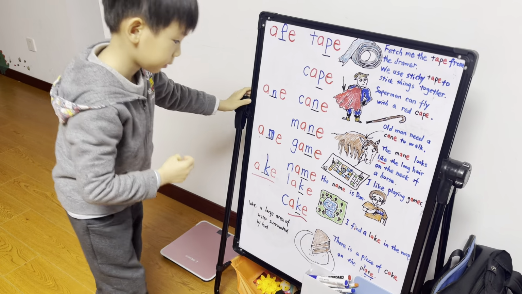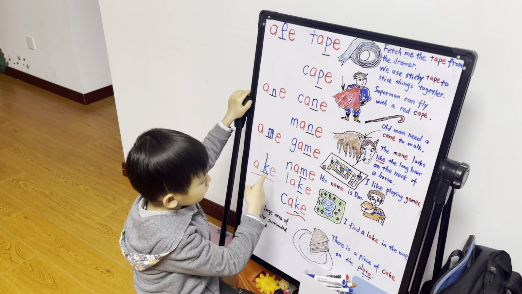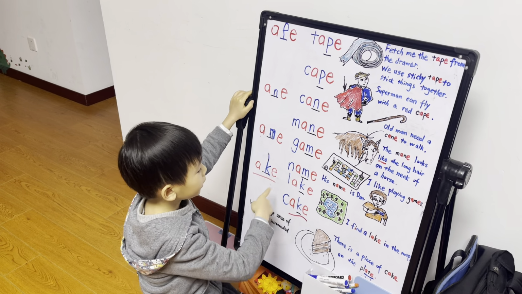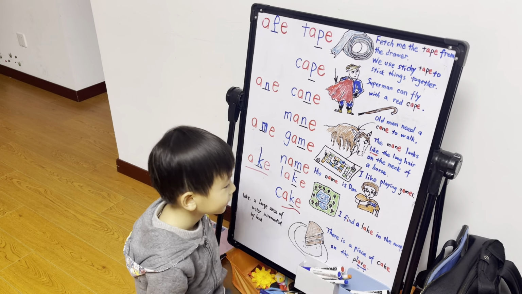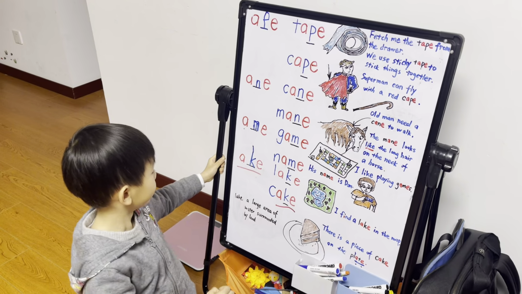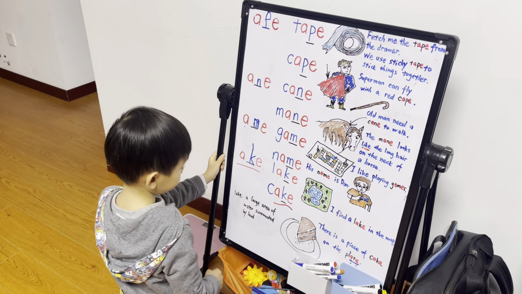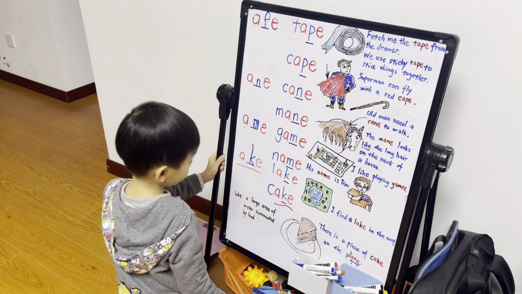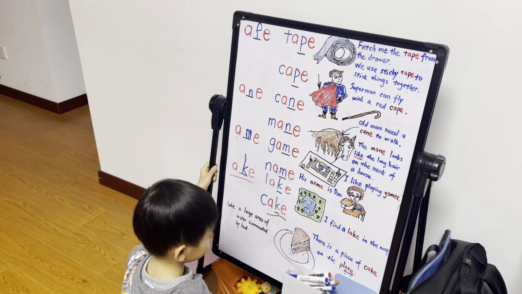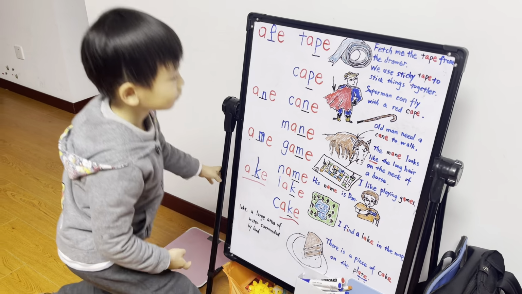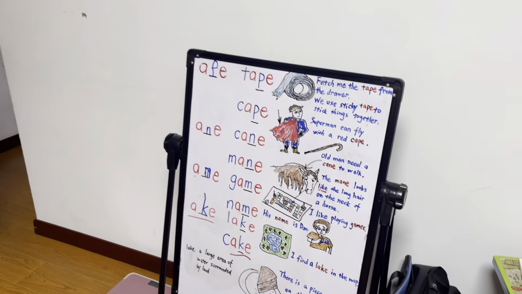A, N-A-M-E. A-M-E says A. Name, okay. What's your name? Very good. A-K-E. Lake, okay, lake. Cake. Do you like chocolate cakes? No. Okay, this is our words today.